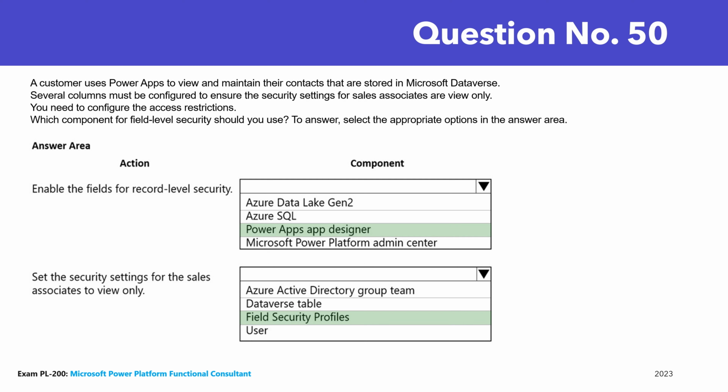Action: enable the fields for field-level security. Component: Power Apps App Designer. Action: set the security settings for the sales associates to view-only. Component: Field Security Profiles.